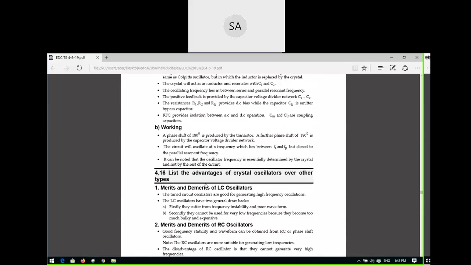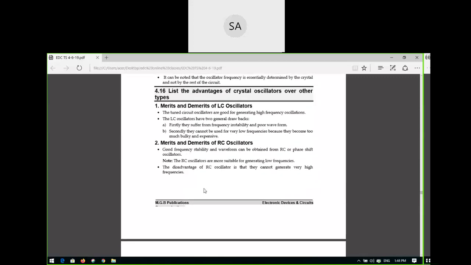And the advantage of a crystal oscillator is that it will generate a fixed frequency. It will not vary with temperature changes. So this is the major advantage of crystal oscillators.